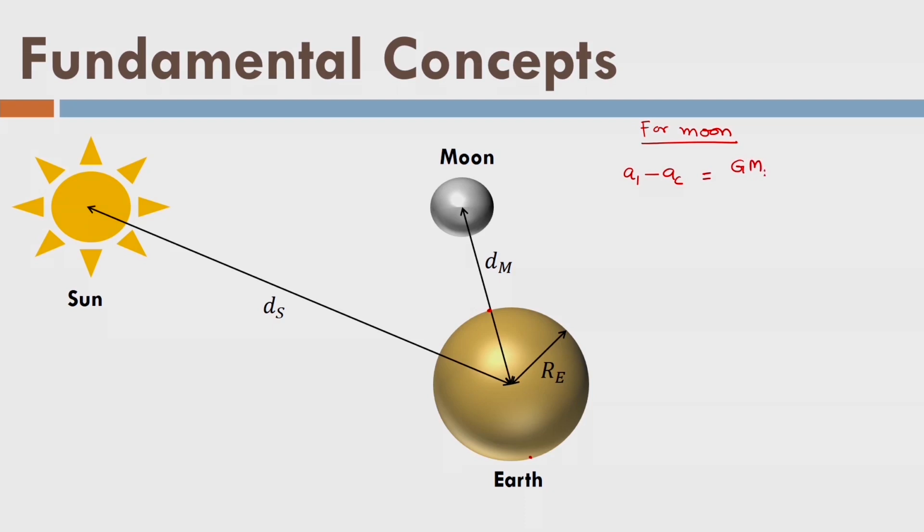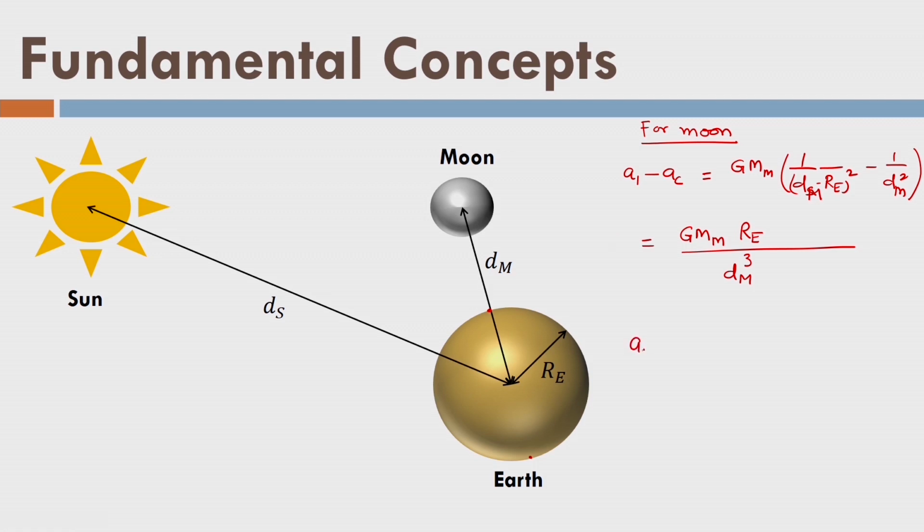So it is GMm times 1 upon (d_s minus R_E) square minus 1 upon d_m square. Now you can find out that if you take the multiplication and everything, you will get an expression where d_m cube will be there, and this is the expression you will get.